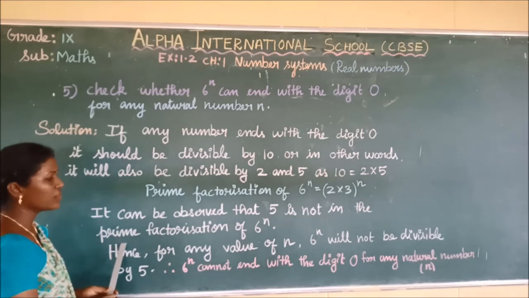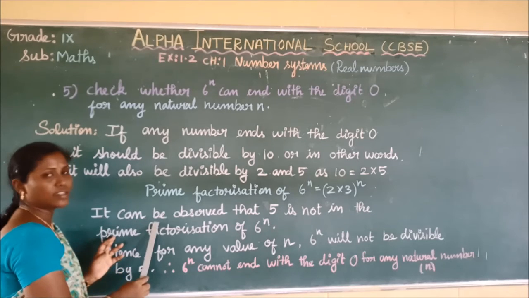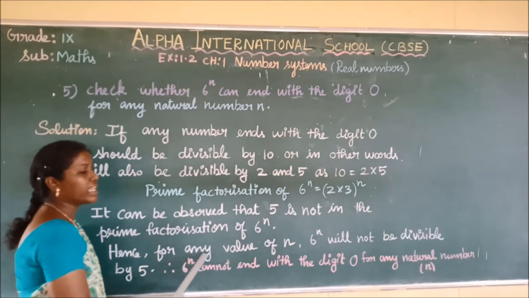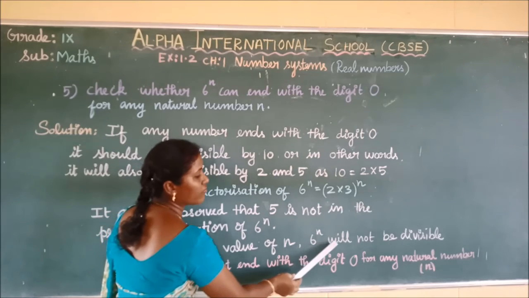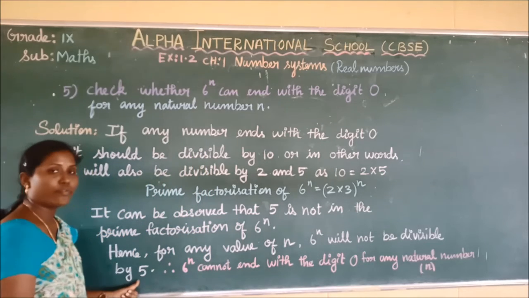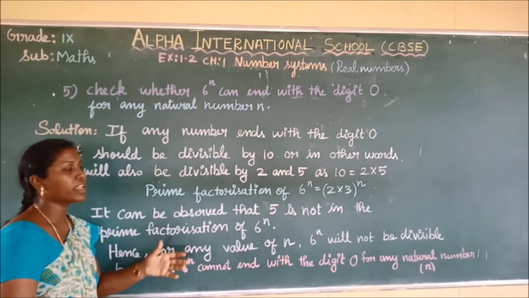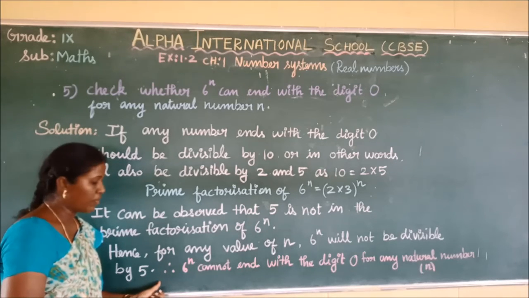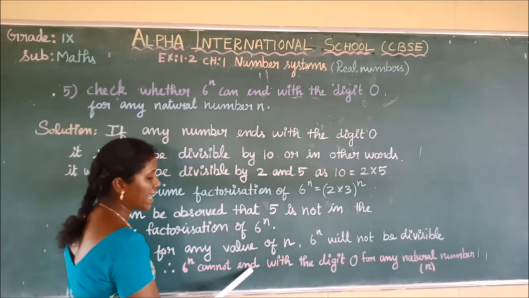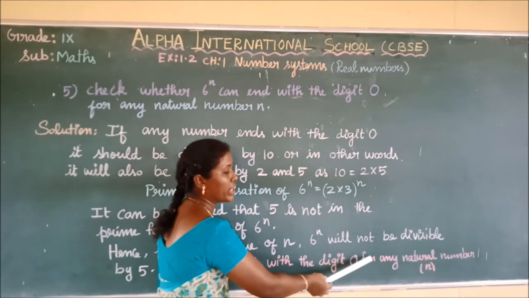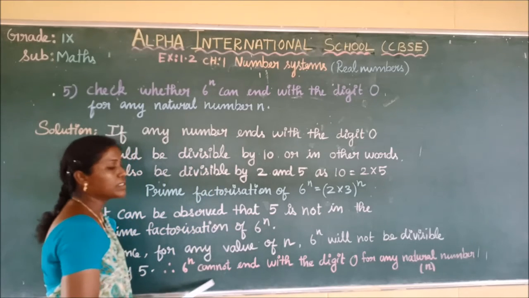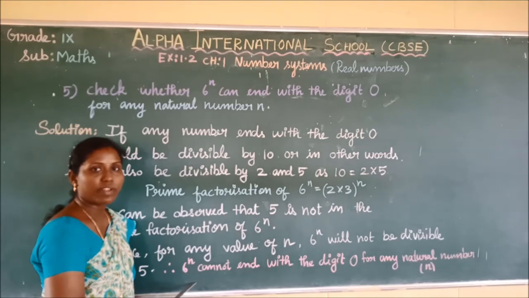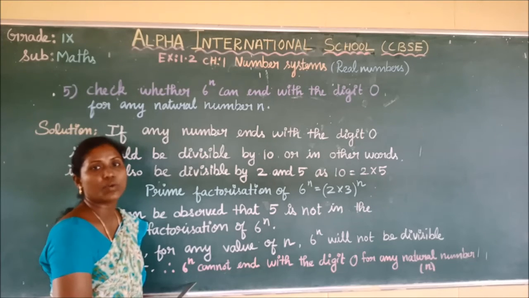See here, we wrote the reason also here. 5 is not in the prime factorization of 6 power n. Hence, for any value of n, 6 power n will not be divisible by 5. So it is not divisible by 5, which means 6 power n cannot end with the digit 0. For any natural number n, it concludes that for whatever the values of n, 6 power n cannot end with the digit 0 here.